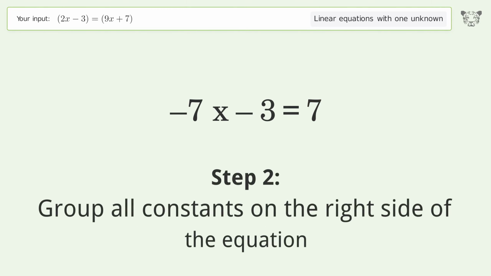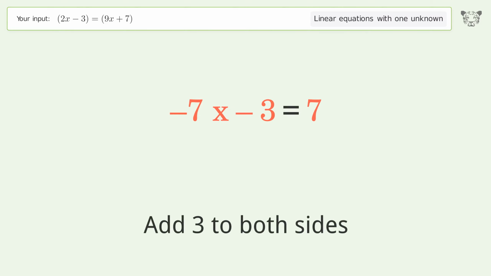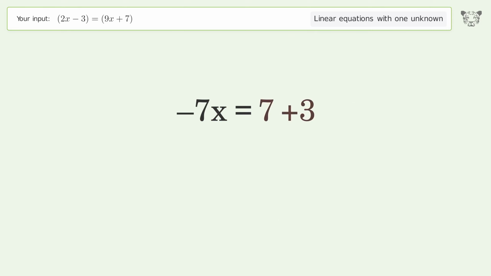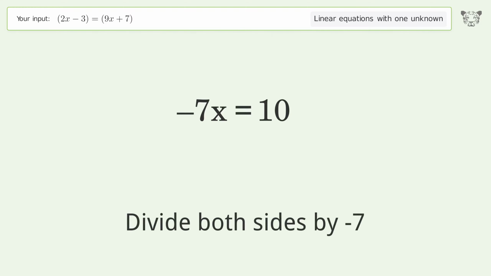Group all constants on the right side of the equation. Add 3 to both sides. Simplify the arithmetic. Isolate the x. Divide both sides by -7.